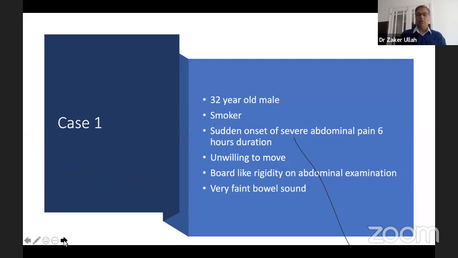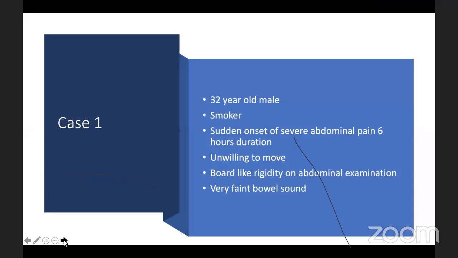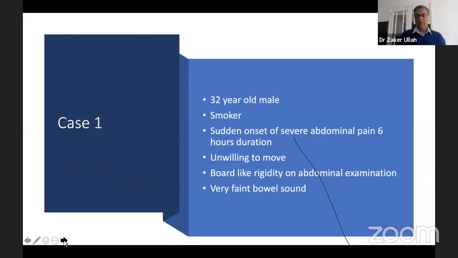A 32-year-old male is a smoker, sudden onset of severe abdominal pain of 6-hour duration, unwilling to move. If you ask him to move from this area to that area, he's not moving. Cord-like rigidity on abdominal examination, very faint bowel sound. From the history, what is your diagnosis? What do you think is going on? Generalized peritonitis. Yep, good, absolutely.